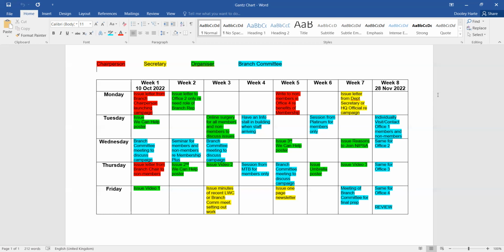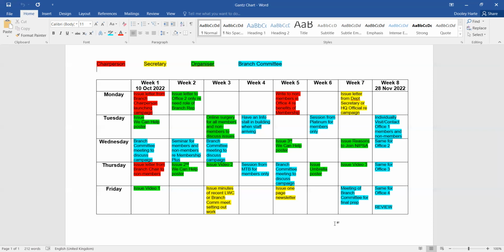Branch committee maybe have a meeting to discuss the campaign. And then we said about the newsletter there, if you have a photo from the Membership Plus session, a photo from the information stall, maybe a photo from the MTB session, maybe you've met with management and you have a short report to give, you can include that on a 1-page or a 2-page newsletter, and then you can issue that out to members, and that reinforces a lot of the actions that you've actually taken.